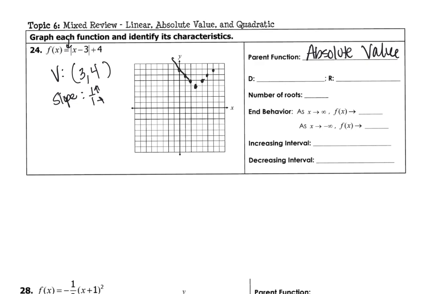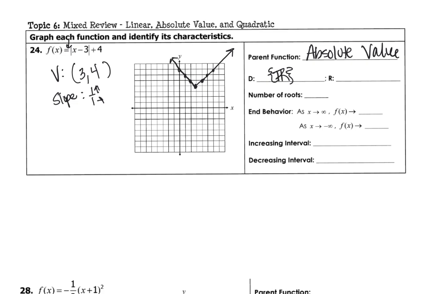Okay, connect our points. Okay, domain. We discussed this a lot of times. The domain of every absolute value function is all real numbers. We have left to right spread forever without interruption. We don't have any of that piecewise business going on here.